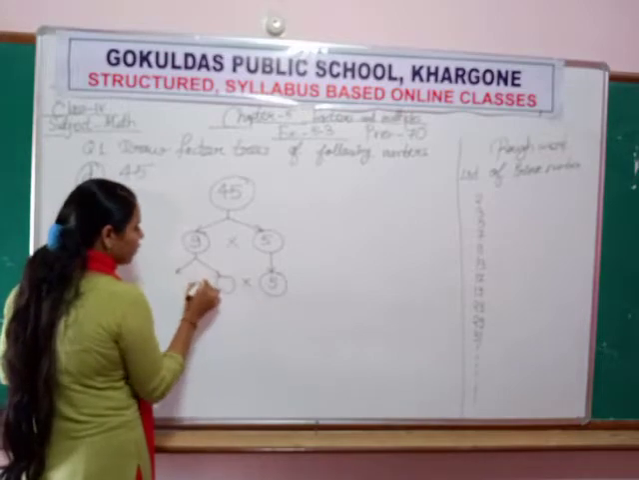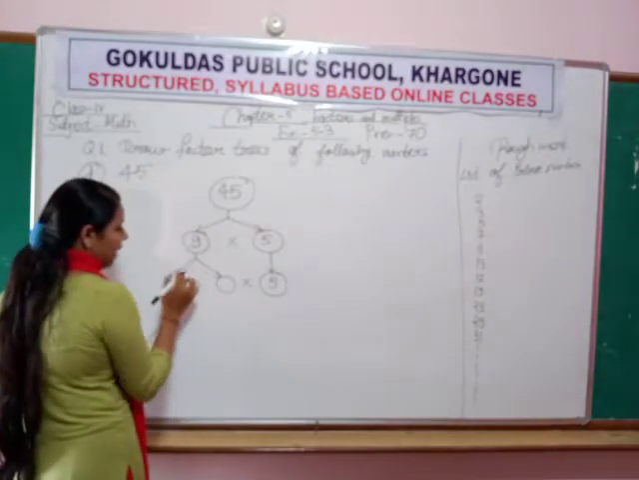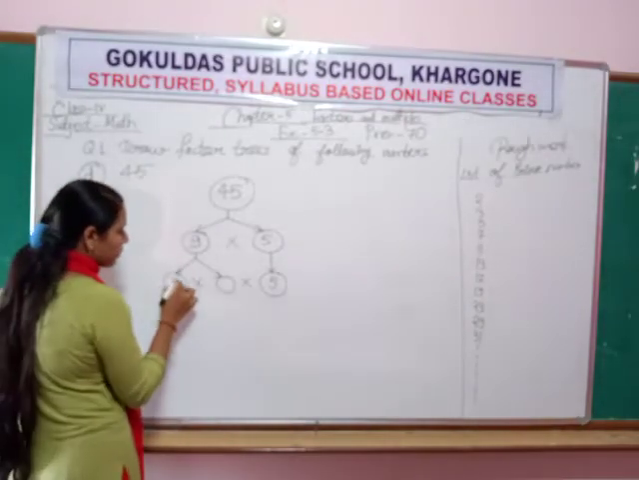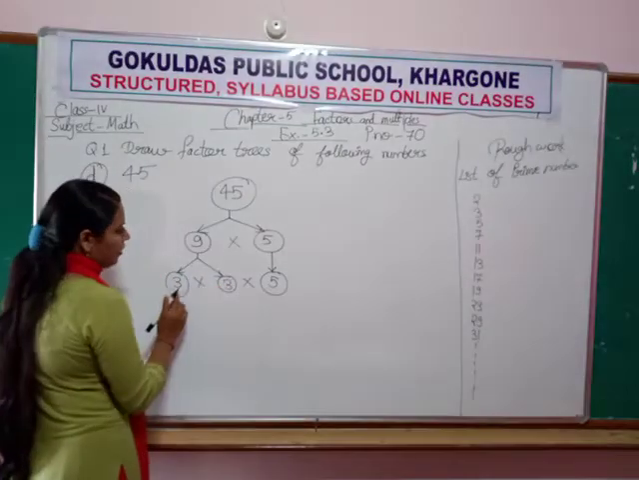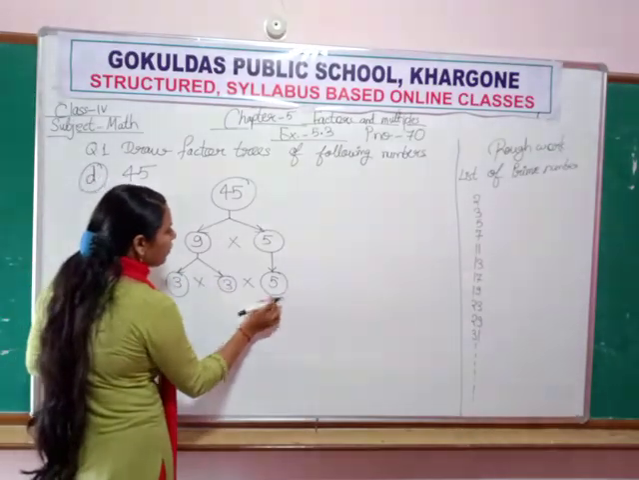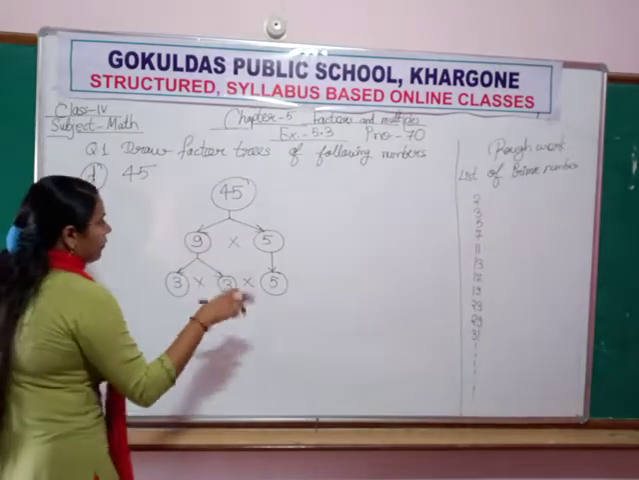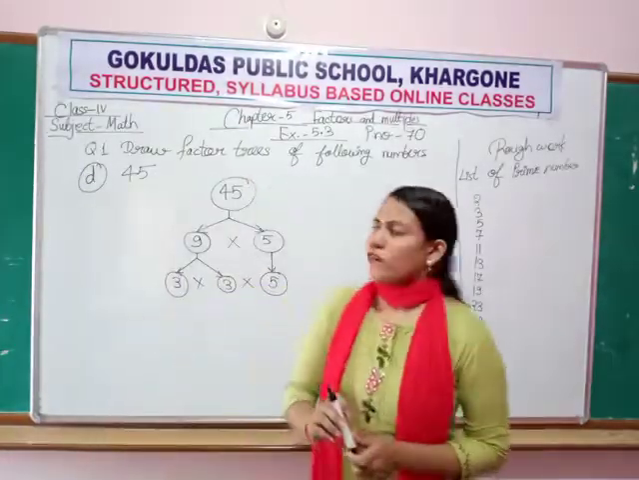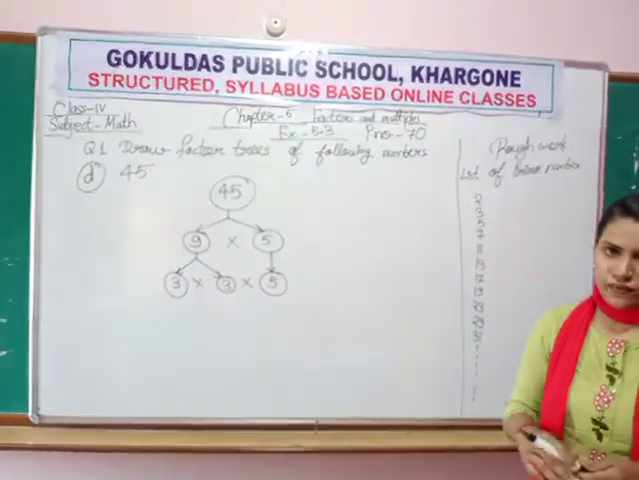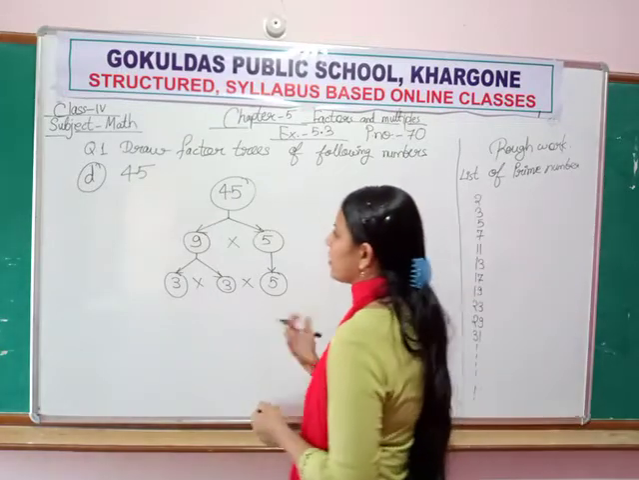But 9 is not a prime number, so split it up in two parts. How can you split 9? 3 into 3. Now 3 into 3 into 5 is your factorization of 45. Okay. There is another way also.